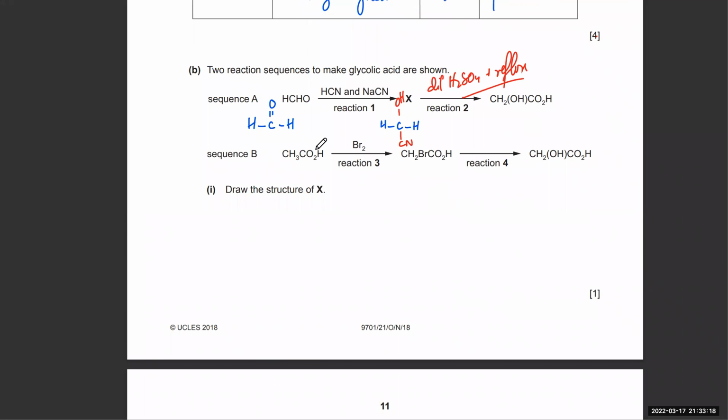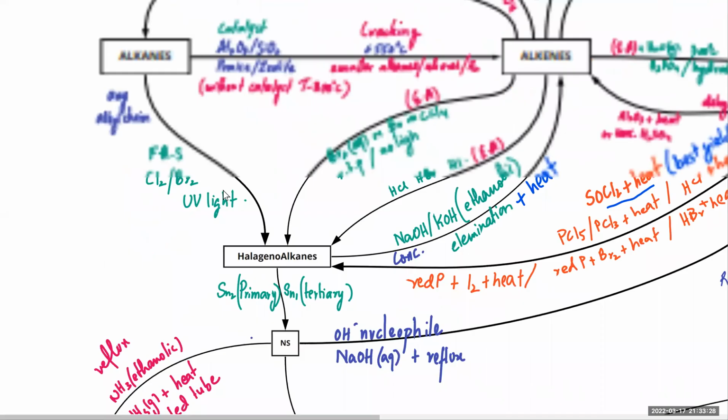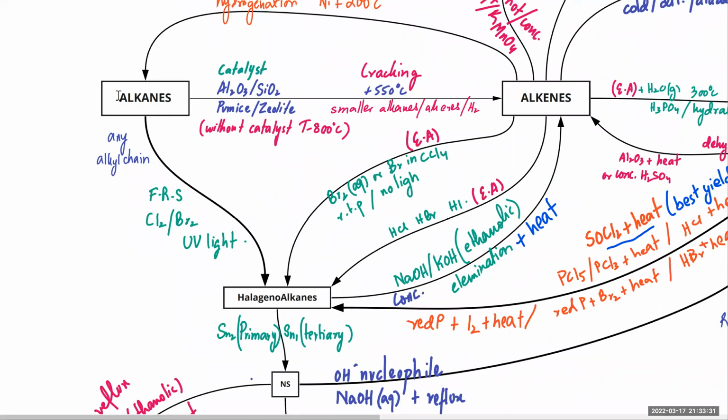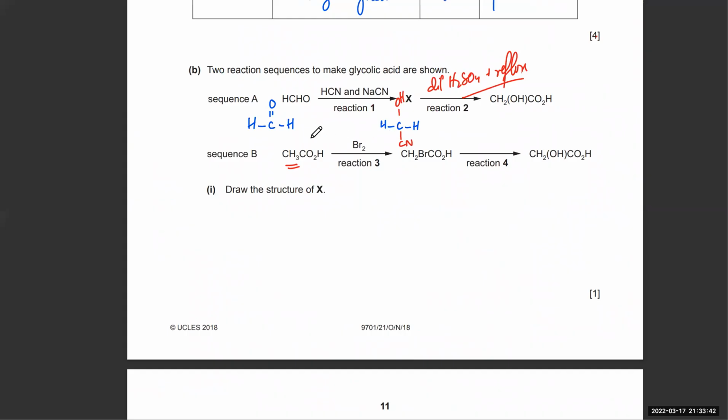And the next part is sequence B. There's a carboxylic acid. It reacts with bromine, and the bromine gets substituted into the carbon chain. How does a bromine get substituted into the carbon chain? That is free radical substitution of alkanes. It could happen with any alkyl chain, any carbon chain. With UV light and bromine, the hydrogens are going to get substituted in the carbon chain with bromine. So this definitely requires UV light. And in the next step, the halogen is replaced by OH.